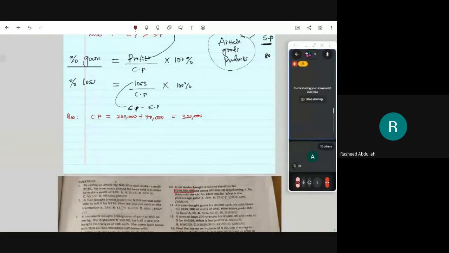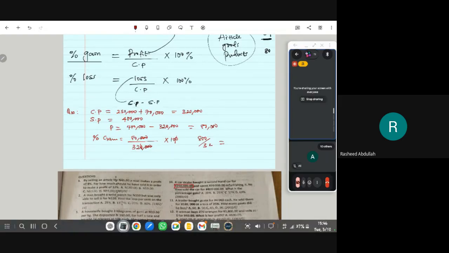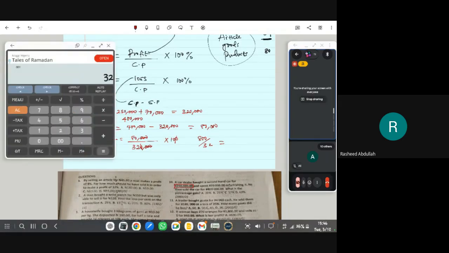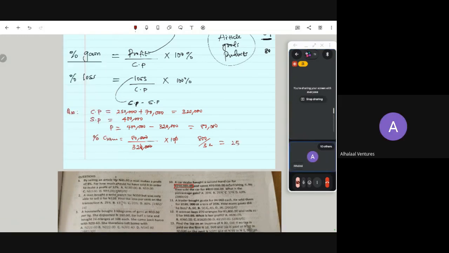He then sold the car for 400,000. So the selling price is 400,000. What is the percentage gain? Very simple. What's the profit? The profit is selling price minus cost price, which gives us 80,000. So you made a profit of 80,000. That's not a bad deal. So the percent gain is going to be 80,000 over cost price. Don't forget, cost price, 320,000 times 100. Cancel the zeros: 800 over 32. That gives us what? 25%. How did you do it? How did you get 125?